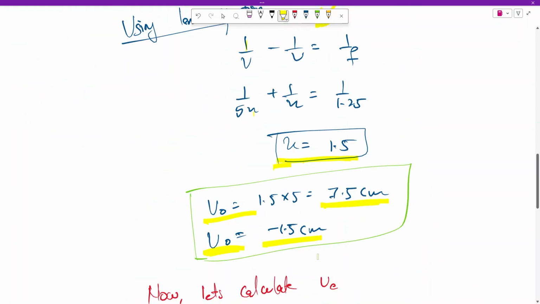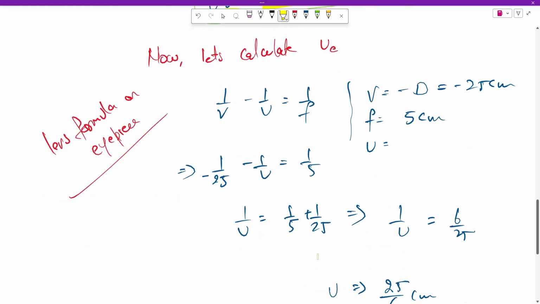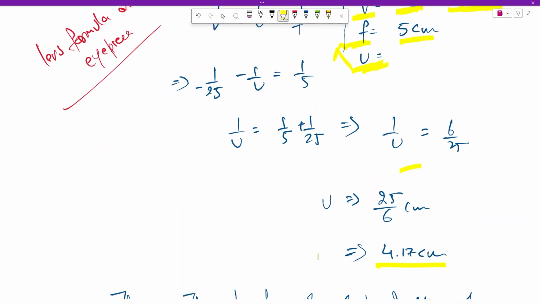Now for finding UE, we will use the lens equation for the eyepiece. We have been given the data that the final image will be at -d under normal adjustment, so it would be equal to minus 25 centimeter, and the focal length is given, that is 5 centimeter. So we just need to find out the value of U. We can use the lens formula to find just one variable. Using the lens formula, we will get the value of U as 4.17 centimeter. So the object distance from the eyepiece is going to be equal to 4.17 centimeter for the magnification of 6x.